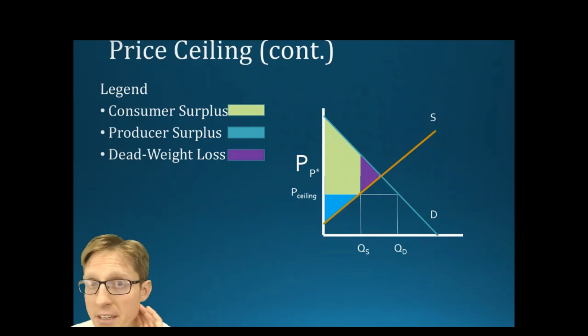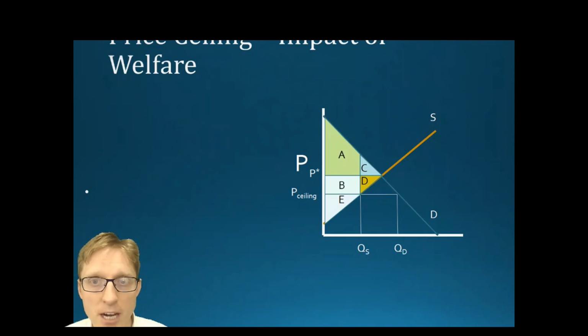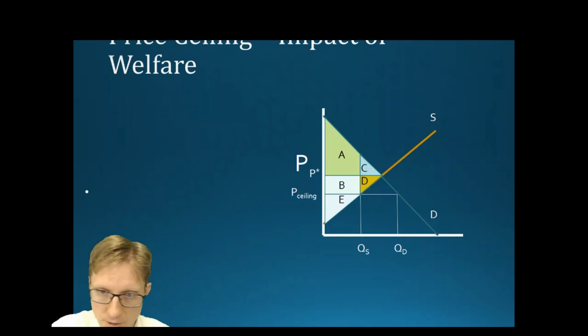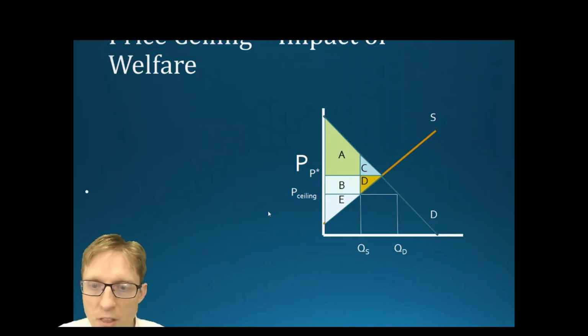There's one more thing that I want to do. I want to quickly highlight these areas that represent the changes in surplus to consumers and to producers. So let's take a look at this graph here. So here I've marked these different areas with letters. So this green area here is equal to A. This light blue area here in this deadweight loss portion, that is area C, and so on.